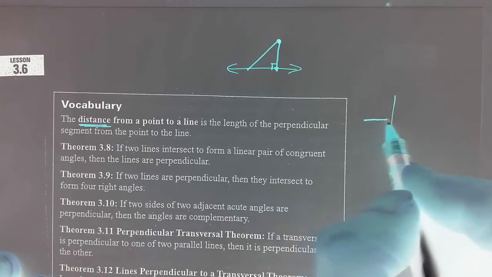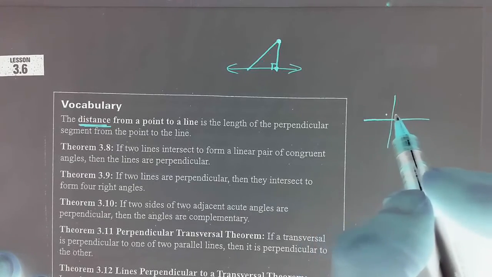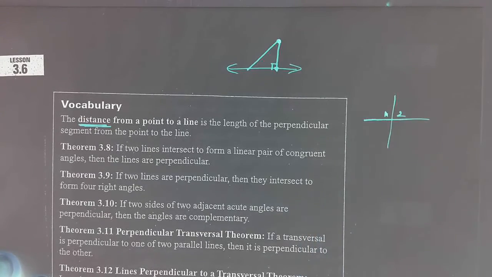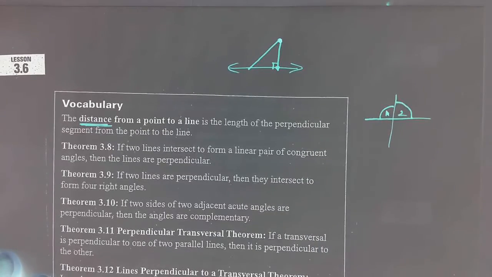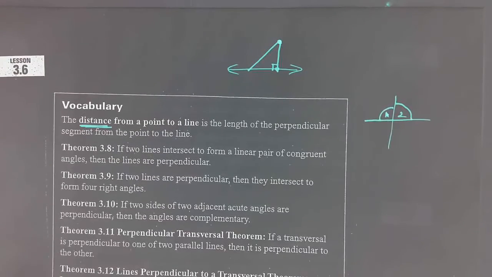If I got two lines that are intersecting to make a linear pair, like this one, let's call this angle 1 and this angle 2. If I tell you that this angle is congruent to that angle, then we know those lines have to be what kind of lines? Perpendicular. That's all that's saying. If those linear pairs are congruent.